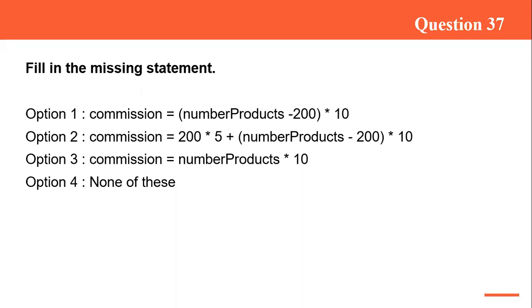So if I have to choose from the options, option two, right? For the first 200 products, I should multiply it with 5. And the remaining products, remaining product means what? Number of total products minus 200 into 10. For those products alone, 10 rupees. So yeah, that's the answer. Option two. What you got is absolutely correct. I hope everyone understood that.